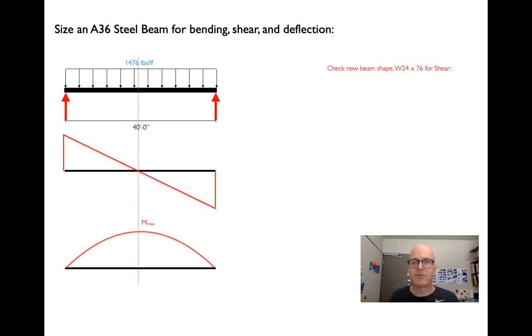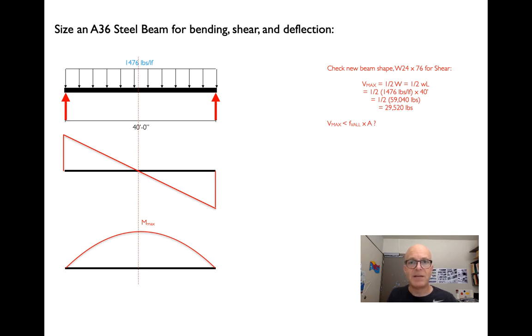So first we'll check for shear, and to do this we'll take the load that we have and plug it into the formulas that we have from the shear moment charts. The maximum shear in a distributed loaded beam with simple supports is just 1/2 of W, right? 1/2 of the total load. So the total load will be 1,476 pounds per foot times 40 feet. If we take half of that, we find that that is half of 59,040 or 29,520.